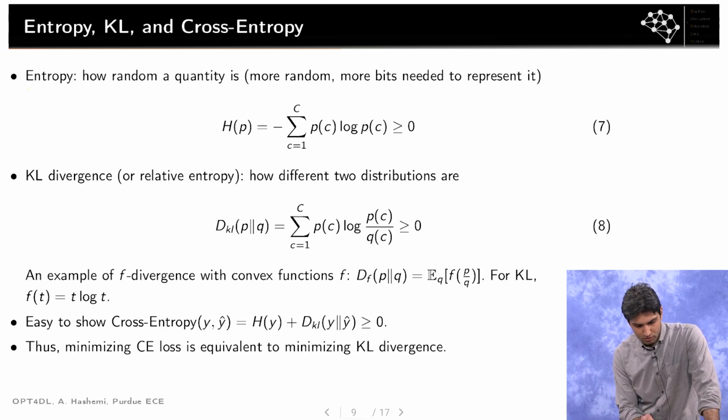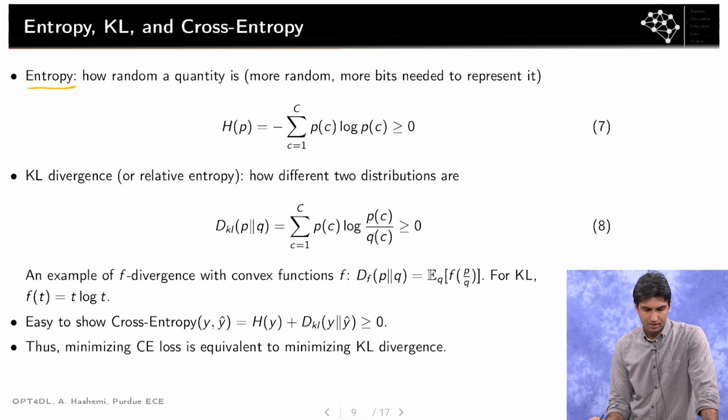One concept we need is the notion of entropy. Entropy is basically a way to talk about how random a certain quantity is. Essentially, if a quantity is more random, it has more information, therefore we need more bits to represent it. Entropy is exactly characterizing the number of bits needed to represent a certain quantity. This is the definition of entropy given here. I have a probability vector of dimension c, I can calculate this entropy by following this expression, and it turns out that entropy is always non-negative.